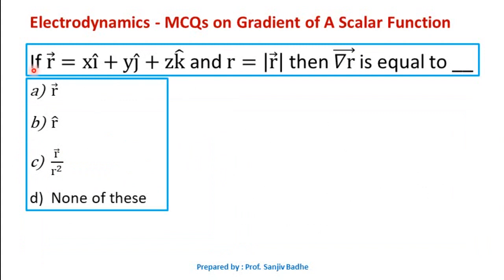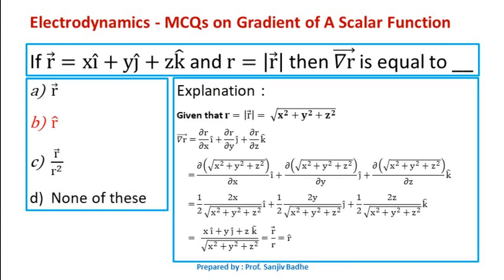Here is the next one. If r bar is equal to x i cap plus y j cap plus z k cap and r is equal to magnitude of r bar, then gradient of r is equal to, the options are r bar, r cap, r bar by r square and none of this. Here it is given that r is equal to magnitude of r bar, and we can write magnitude of r bar as square root of x square plus y square plus z square.